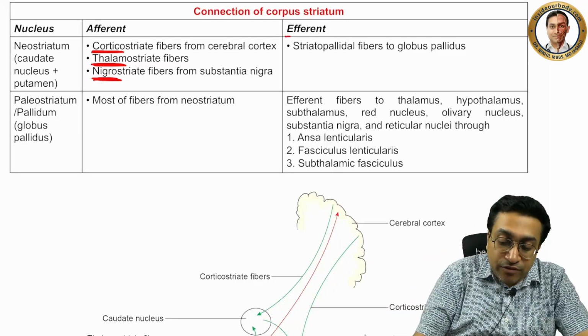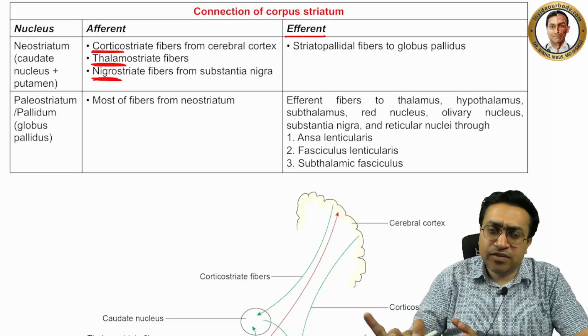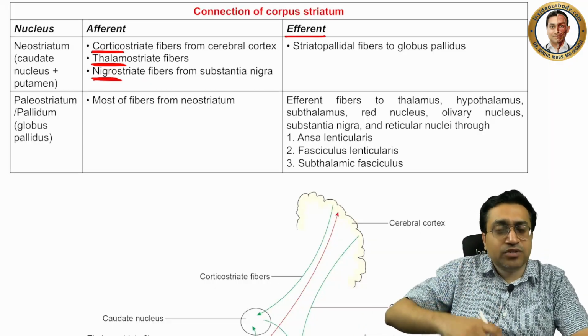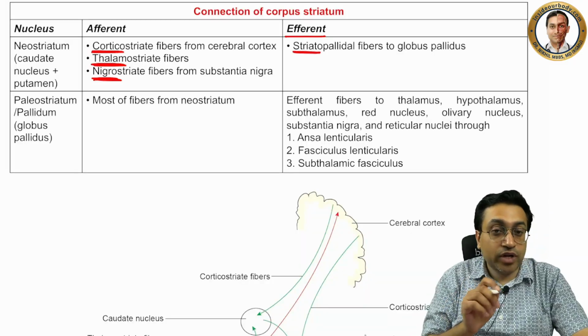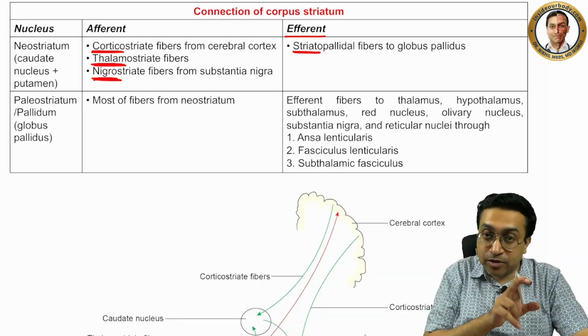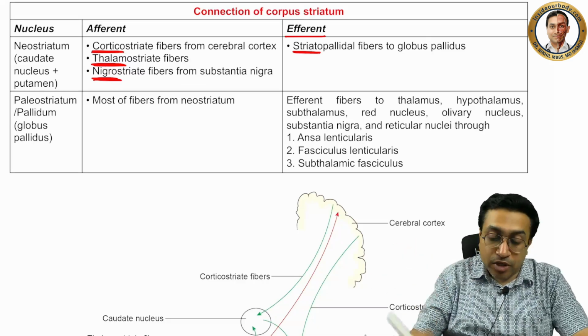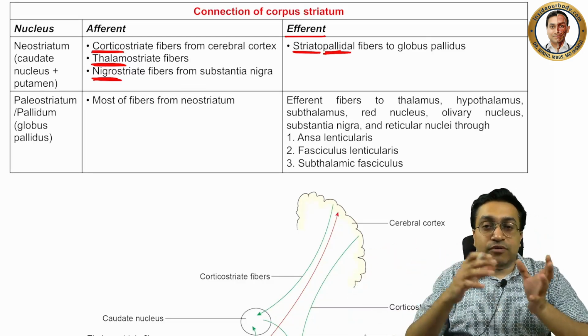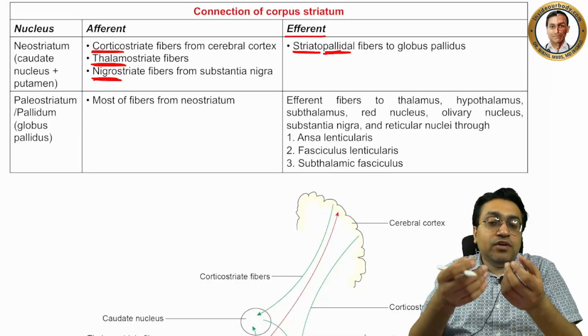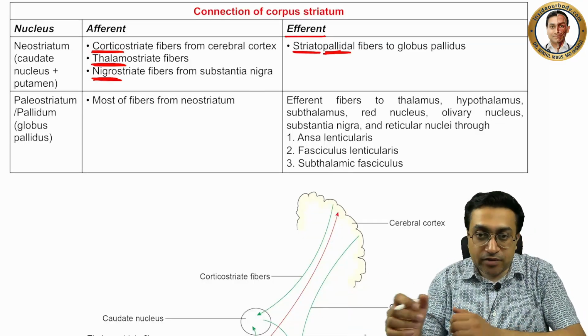Then you have efferent. Now efferent is very easy again. Efferent is from the striatum to some place. So now we are talking about the neostriatum, caudate plus putamen, to the pallidum. So striatopallidal fibers which go to the GP. So finally the efferent is received by the GP, globus pallidus. I will show you in the photo in a while.